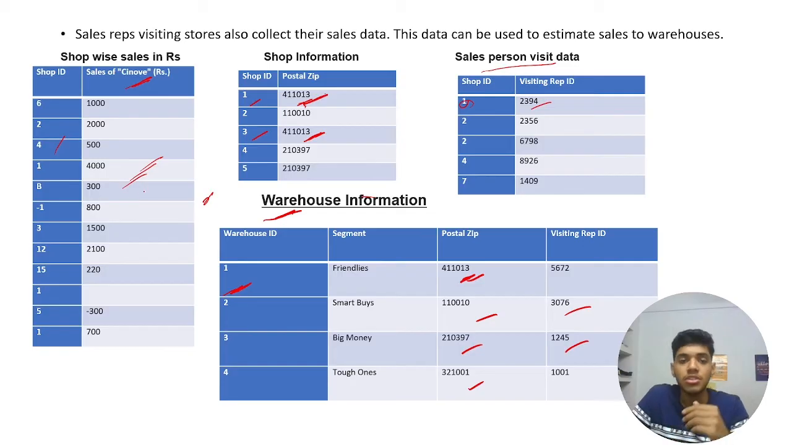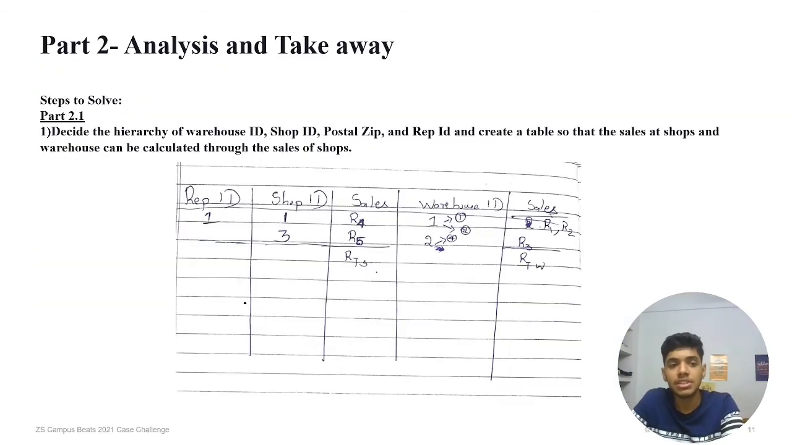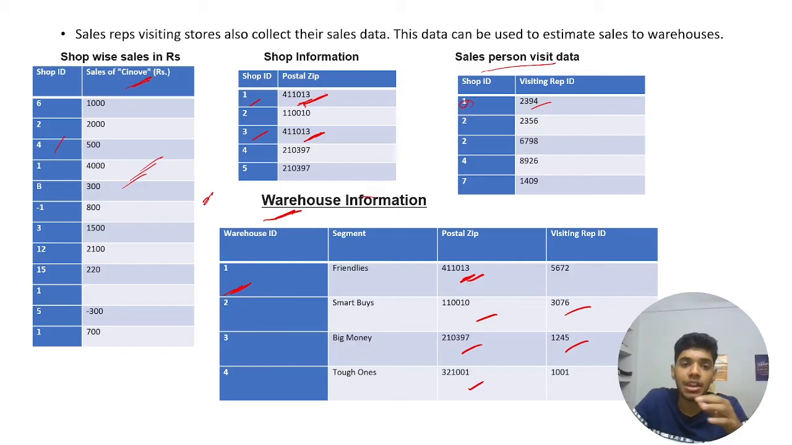So if we see the solution in the next slide, here we can see what I did: I connected postal zip to connect shop ID and warehouse ID. So I did that, and I got to know that warehouse ID 1 supplies its materials to shop ID 1 and shop ID 3. So here in the table, we will consider representative ID as a base because it is unique for all of them. Representative ID is unique for shop ID and it is unique for warehouse ID.